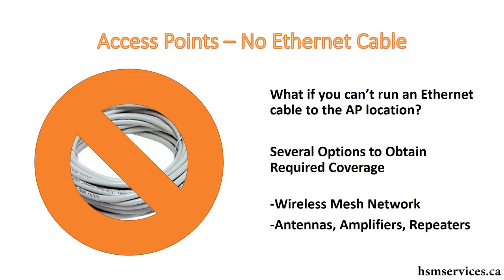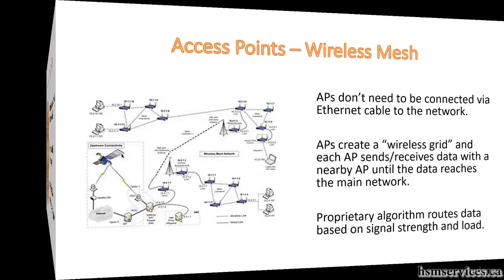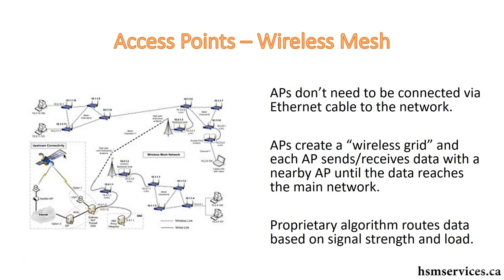So let's say you need to install an AP and you can't get data to the AP. So we've got a few options for you. Let's say you've got a parking lot or some warehouse or something and you simply can't run the cable, or it's too expensive or whatever. So what do? Well, first option is what we call wireless mesh.